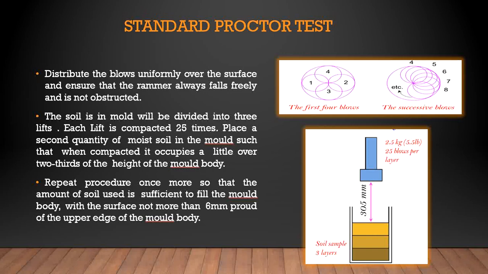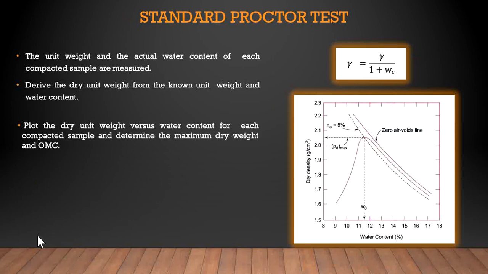Okay, so the moisture content dry density curve, that is nothing but the compaction curve, is drawn from the obtained values of dry density and respective moisture content or water content. Then the optimum moisture content and the corresponding maximum dry density or maximum dry unit weight are read off from the graph. Here we can see the graph.